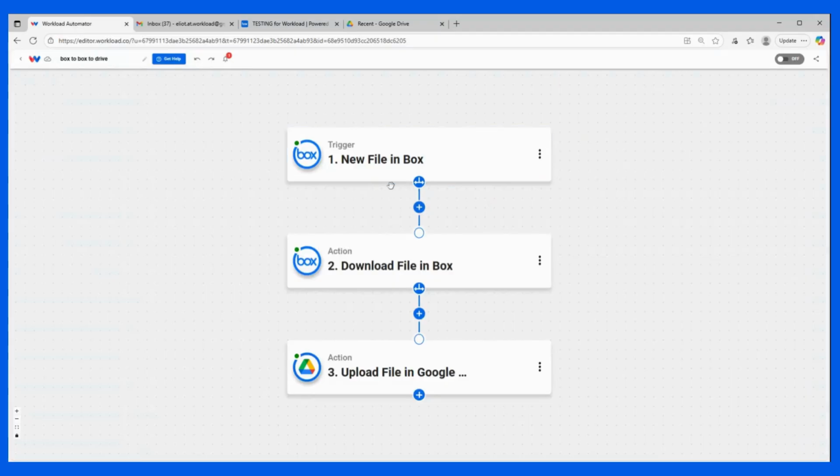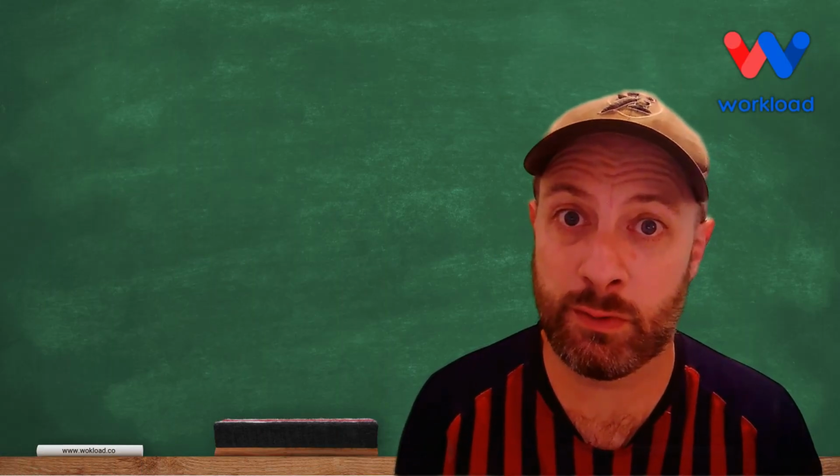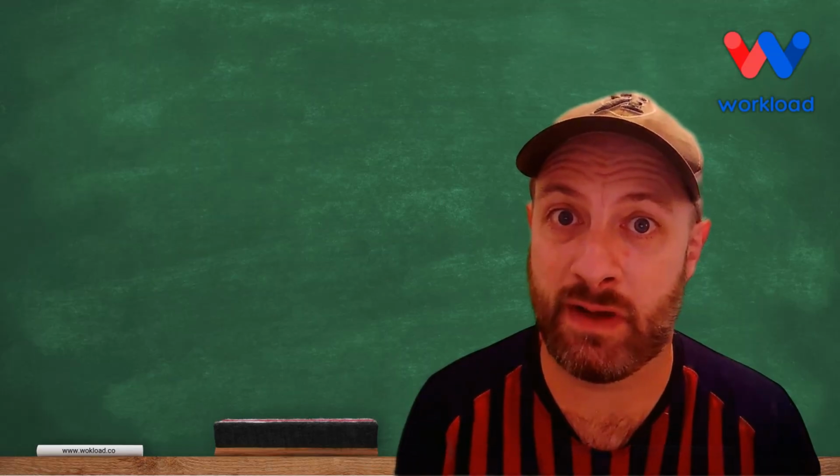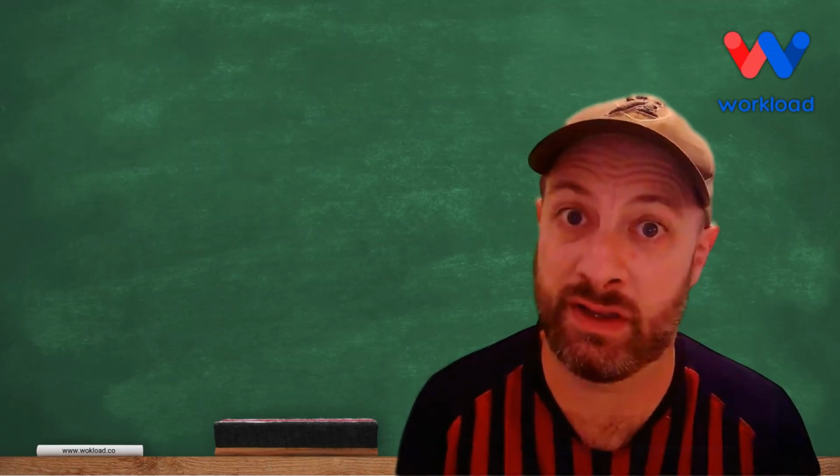We can come back over to the Workload editor. I can check to see if there's a green dot in each of my nodes, and then I can activate my workflow. And now, whenever there's a new file in that particular folder, it will automatically be downloaded and then uploaded into Google Drive. That's how you can use Workload to build a workflow that'll automatically copy a file from one cloud storage app to another.